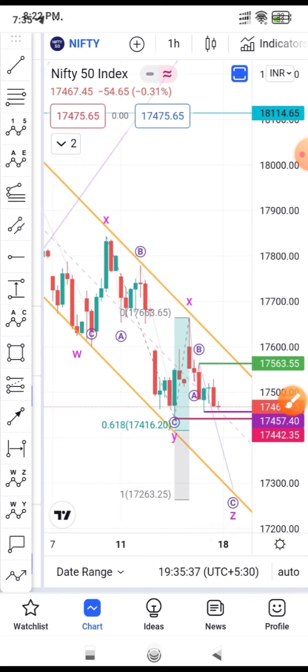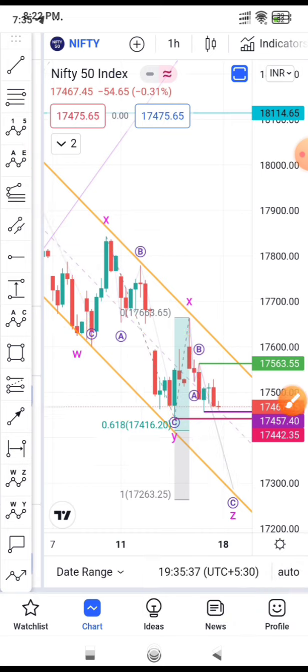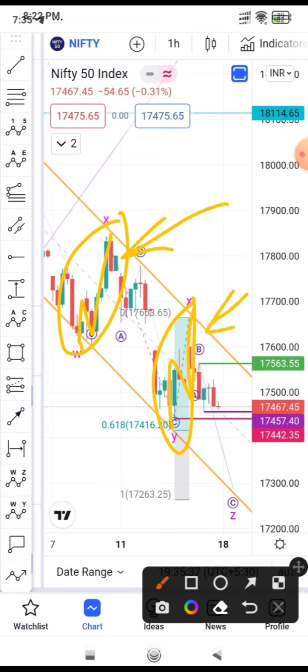Okay, so again, alternation theory: W was big, X was small, so Z will be big, right? Alternation, this is a dominant trend, right? These moves W, Y, and Z are in the direction of the dominant trend, and they will alternate. So W was big, X was small, and then Z is big. This way it works, right? So this was an expanded flat XX wave, and this is a zigzag correction, right? So this is again alternation. So the same thing has not been repeated here. So you need to remember the alternation theory very precisely.